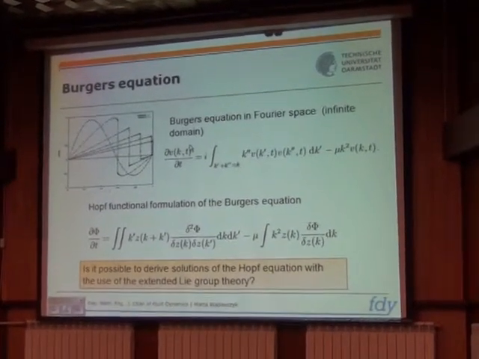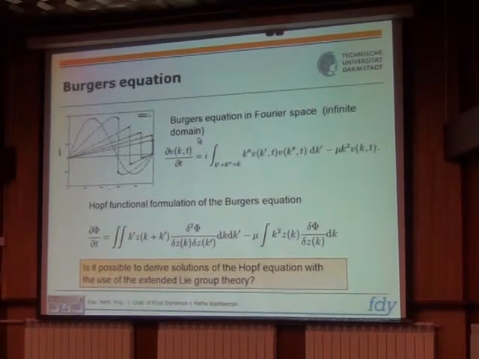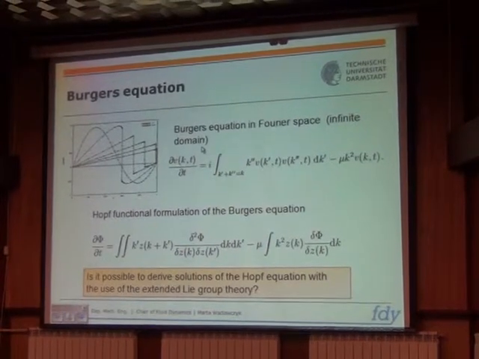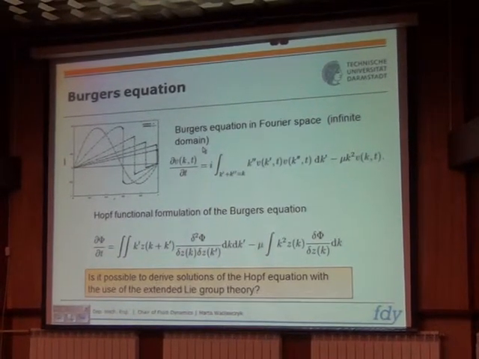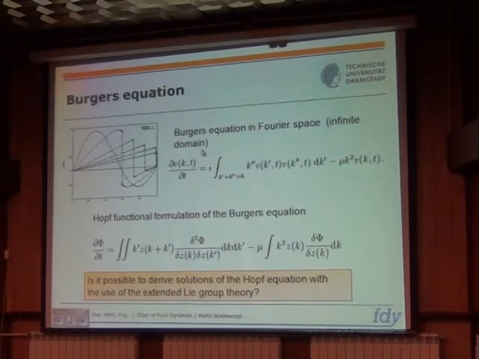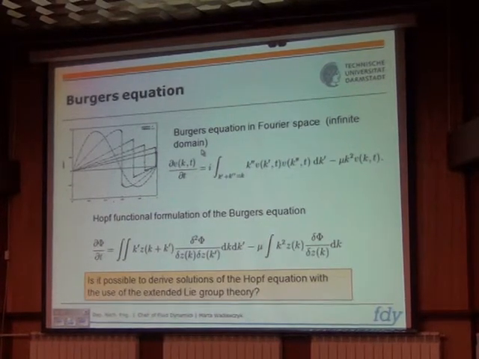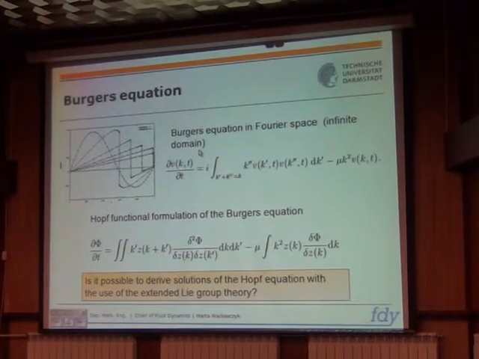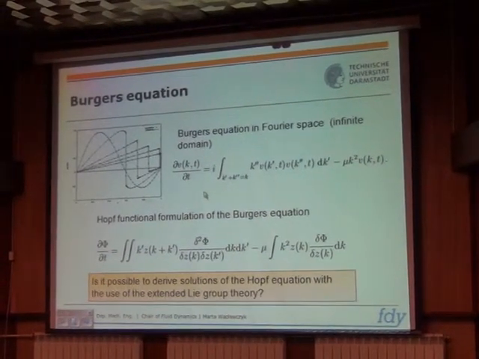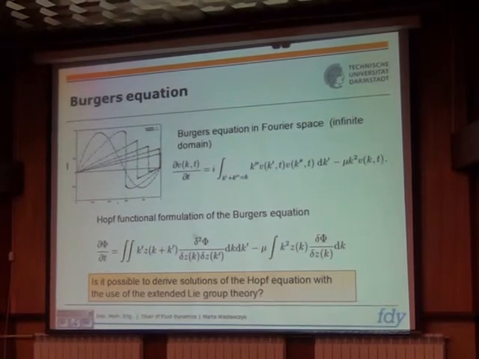And as a test case, we used the Burgers equation in Fourier space. Not the Navier-Stokes. The Burgers equation is considered as a toy model of turbulence somehow. So it is easier, there is no pressure, and it is only one-dimensional. So this was the reason for taking this equation first in this mathematical procedure. And this is the Hopf functional formulation of the Burgers equation.